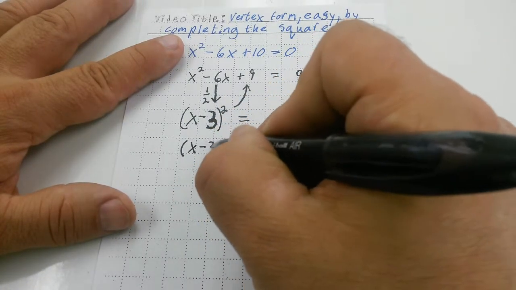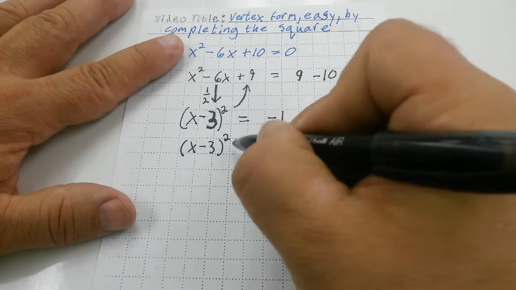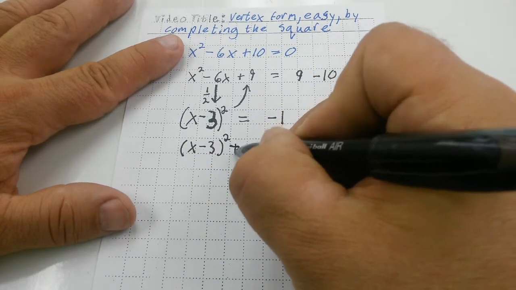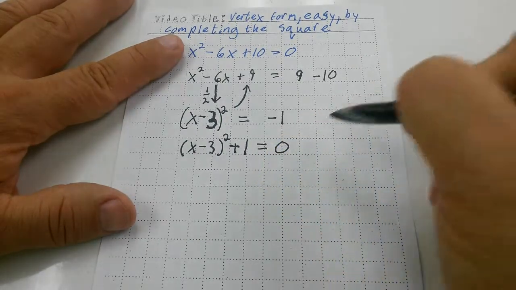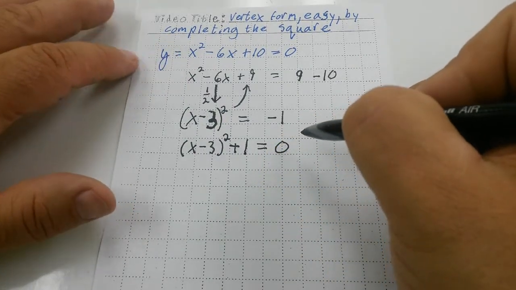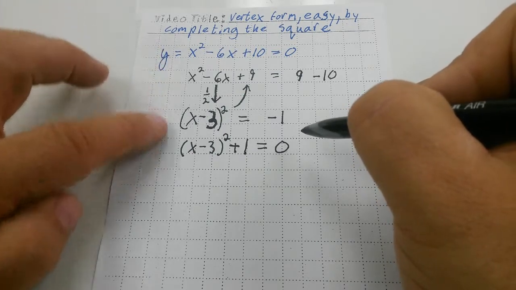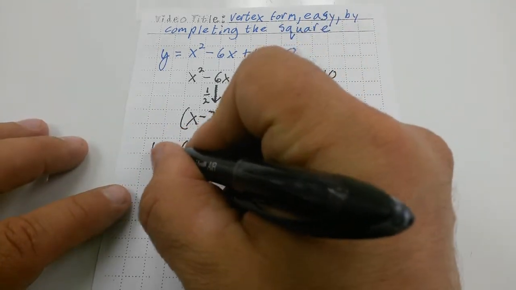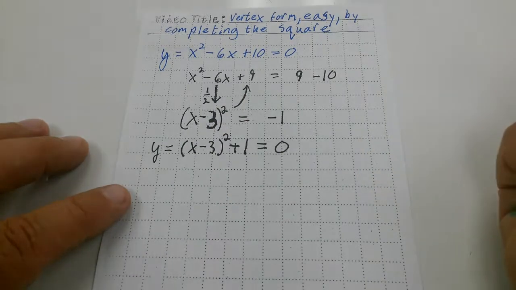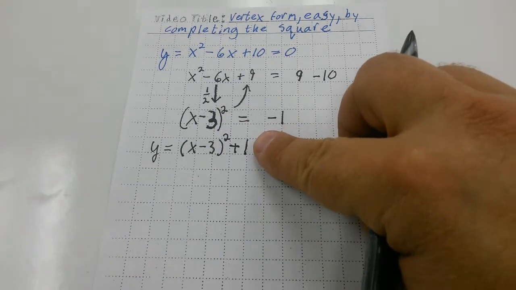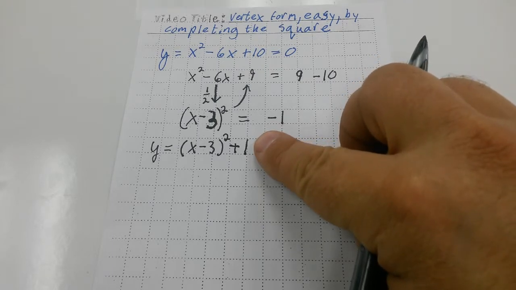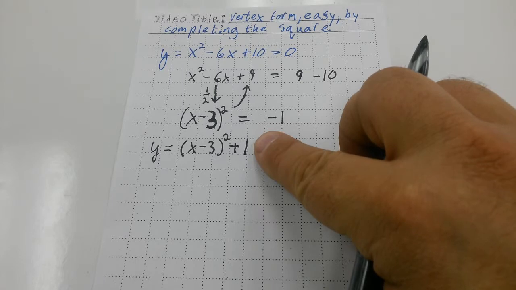parentheses x minus 3, the quantity squared, plus 1 equals 0. Now remember I had that y equals up there at the top. I need to bring that down. And that's going to give me y equals here. So the vertex form is going to be y equals x minus 3, the quantity squared, plus 1.